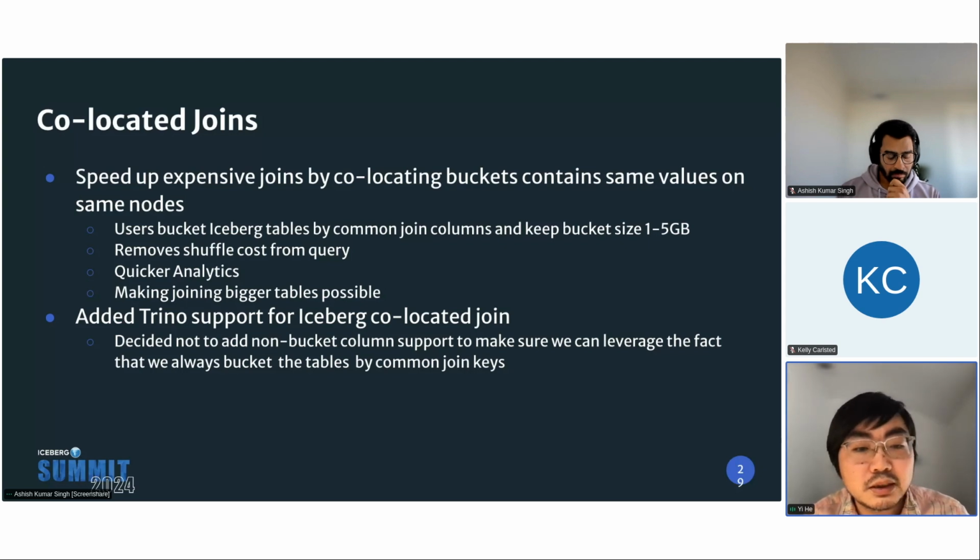To make that happen, we leveraged the open source support in Spark SQL, and we added support for Iceberg collocated join. We decided not to support non-bucket columns, as we found that it often causes the bucket join condition to break easily.